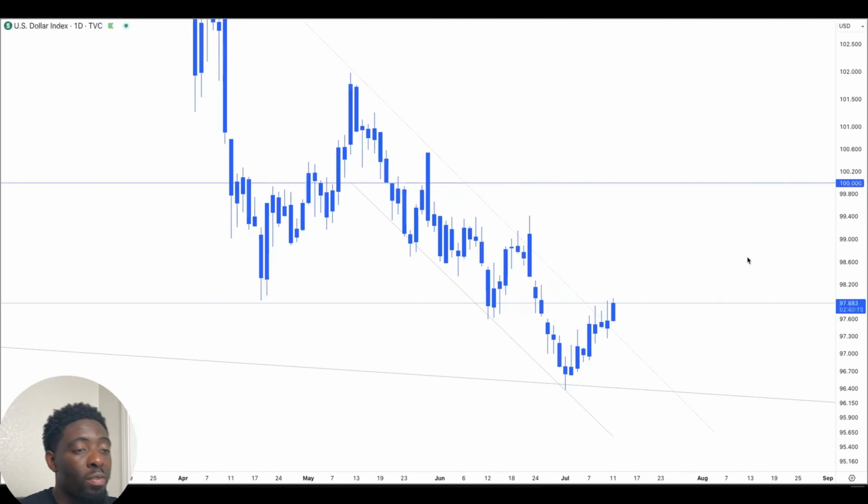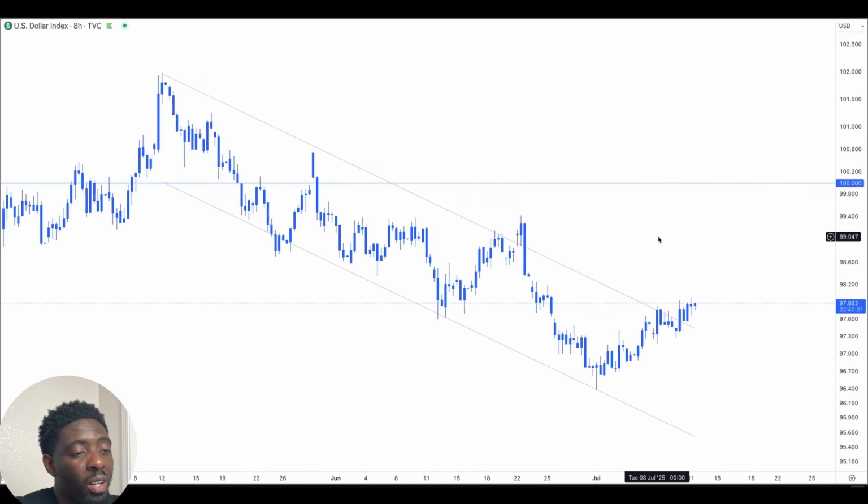So every time you have a break or a violation of a trend line, price tends to test the trend line, and then you see a reaction and then a movement to the upside if it's in an uptrend, or movement to the downside if it's in a downtrend. So that's what I'm looking at on the daily time frame.